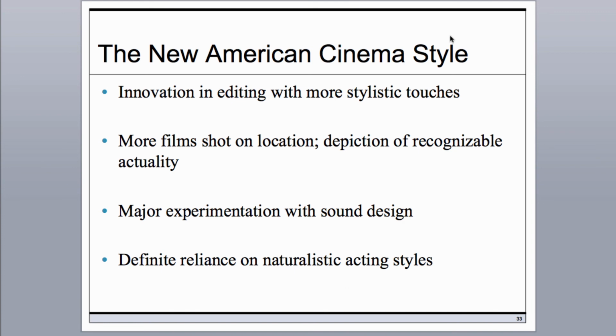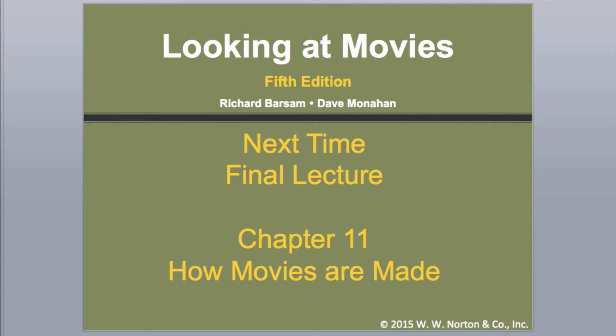So they become more stylistic in how they approach a film. They go to shooting on location rather than staying on the studio lot. They become experimental with sound design, using sound to change the mood, and they're more reliant on naturalistic or method acting rather than the standard traditional Hollywood star status. So all of that leads us to the end of chapter 10, and the final one will deal with technology, and we'll talk about that next time.